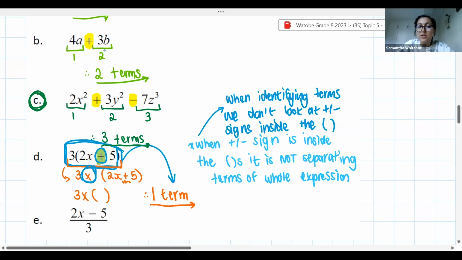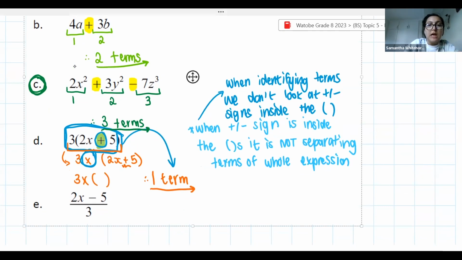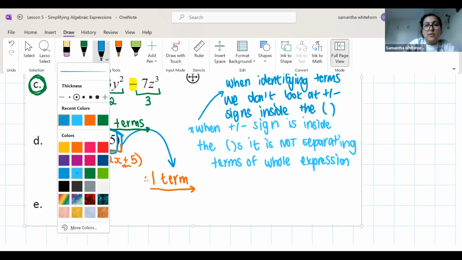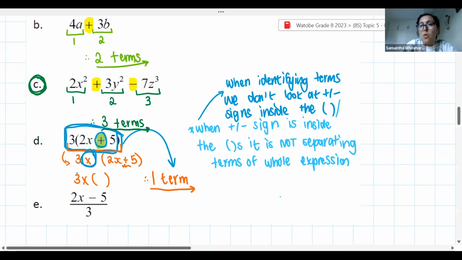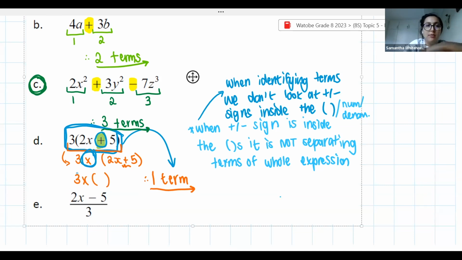The same thing is true when I get to division. So if we look at question E, we can see the statement over here where we said we don't look at the signs inside the bracket or in our numerator or denominator. I'm just going to say num or denom, because that is in one part of my fraction. And so if we have a look here, yes, if I only looked at my numerator, I would have 2 terms, but I have a fraction here. I can't just ignore the denominator.